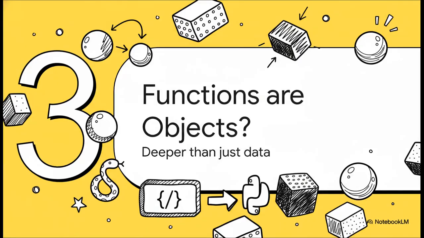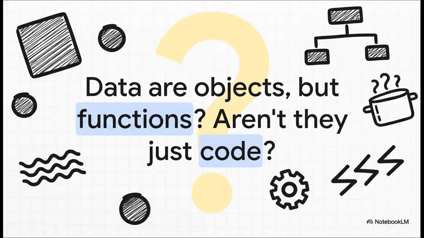Okay, so data is an object, but the rule goes way deeper than just data. And honestly, this is where things start to get really cool and powerful. Think about it. It kind of makes sense for data, right? A number has properties, a string has properties. But a function? Isn't that just a bunch of instructions? A recipe? Surely that can't be an object, can it?